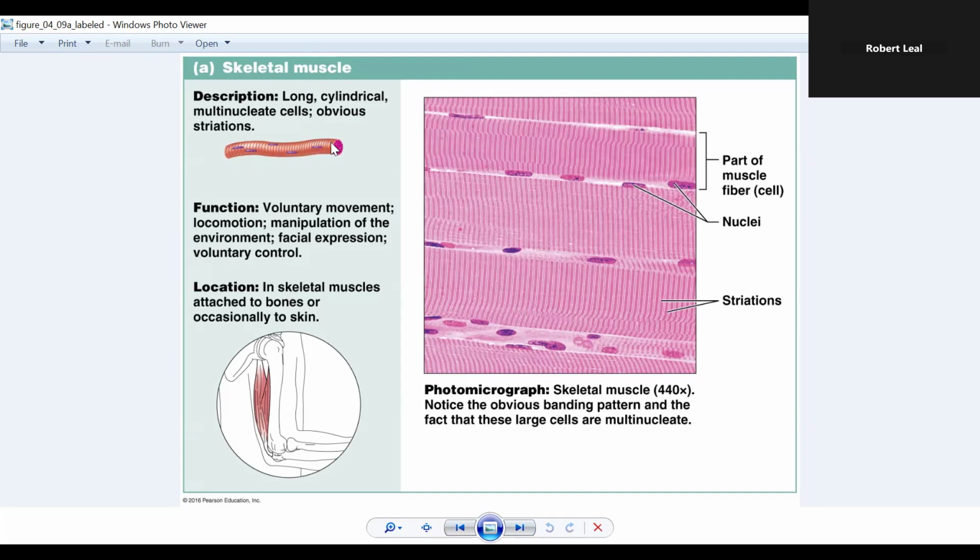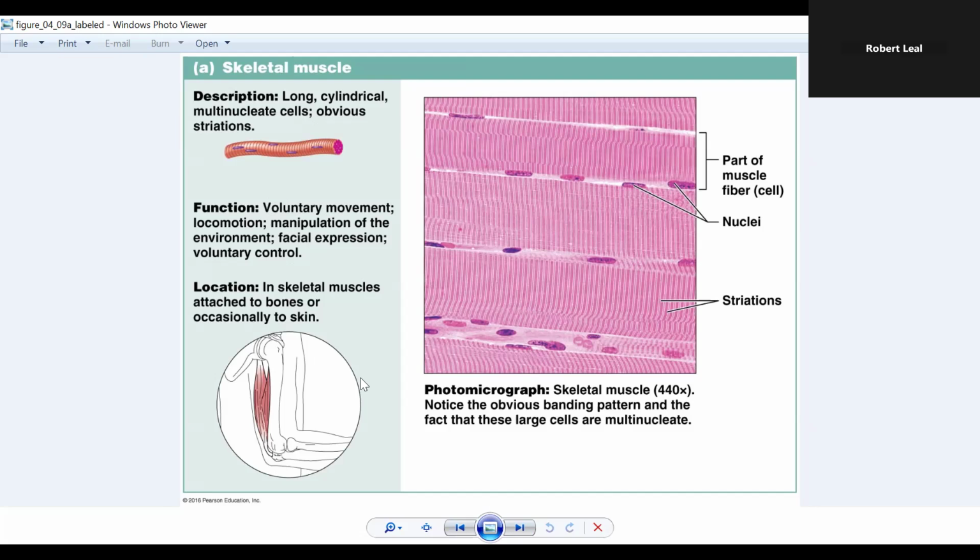And in this drawing, as well as in the microscope view, you don't even get to see the whole cell. It's so long. And it's multinucleated, indicating the cell has many nuclei. You also see these little bands where it's darker and lighter. They're referred to as striations. What gives the appearance of striations are the proteins and how they're arranged inside the muscle.